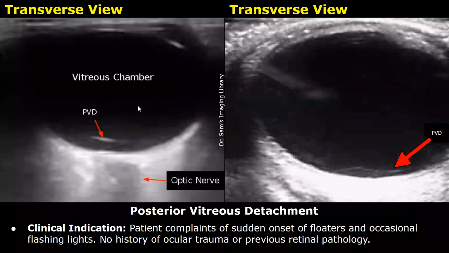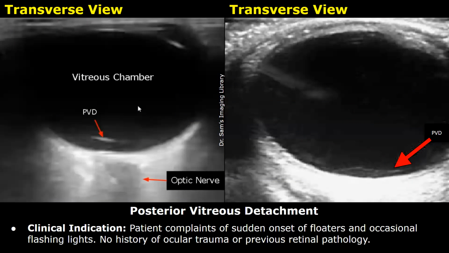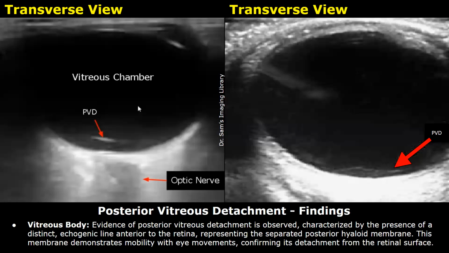Now we have a report of posterior vitreous detachment. Clinical indication: patient complaints of sudden onset of floaters and occasional flashing lights. No history of ocular trauma or previous retinal pathology. These are the findings. Vitreous body.